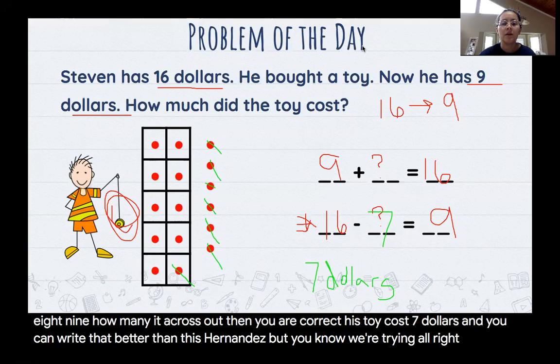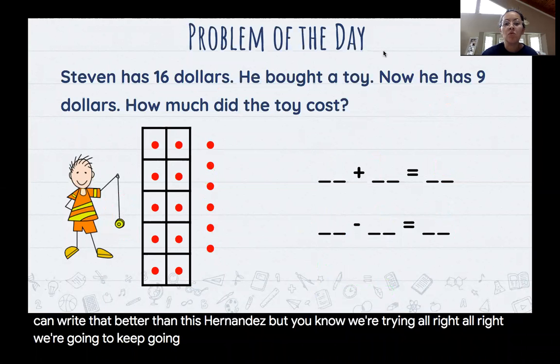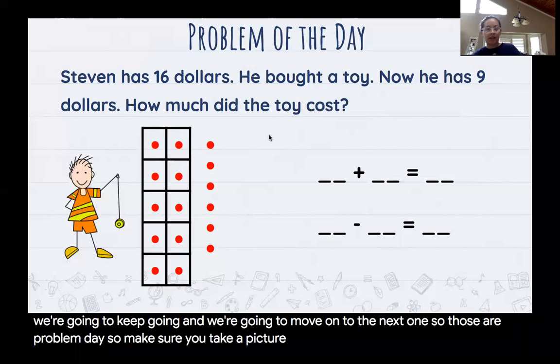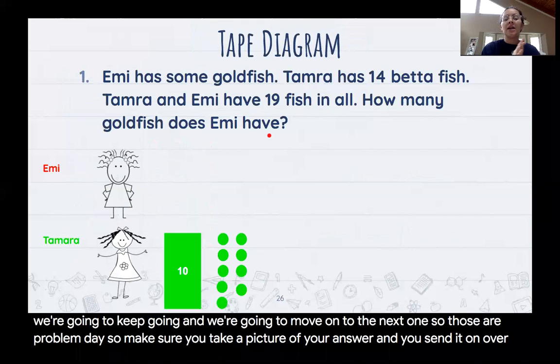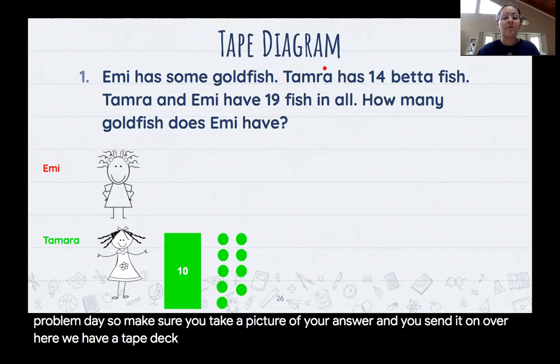All right, we're gonna keep going and we're gonna move on into the next one. So that's our problem of the day. Make sure you take a picture of your answer and you send it on over. Here we have a tape diagram. This will help you with your activities today.